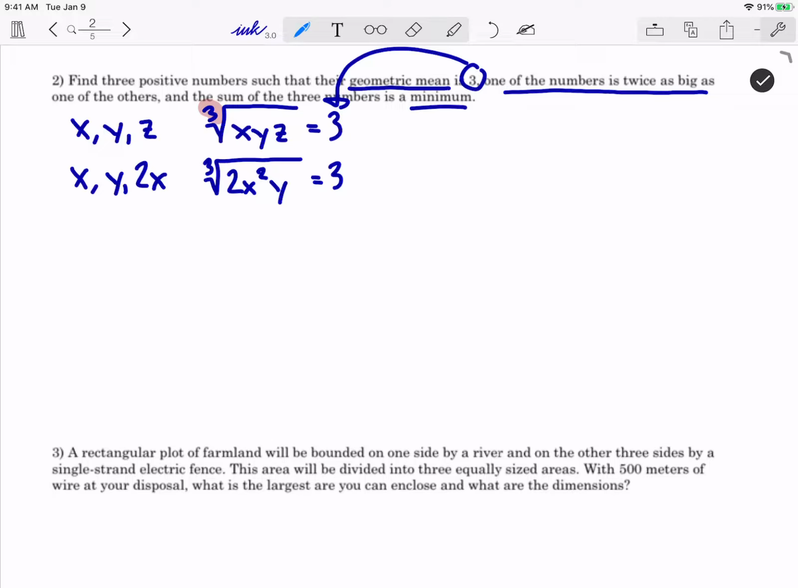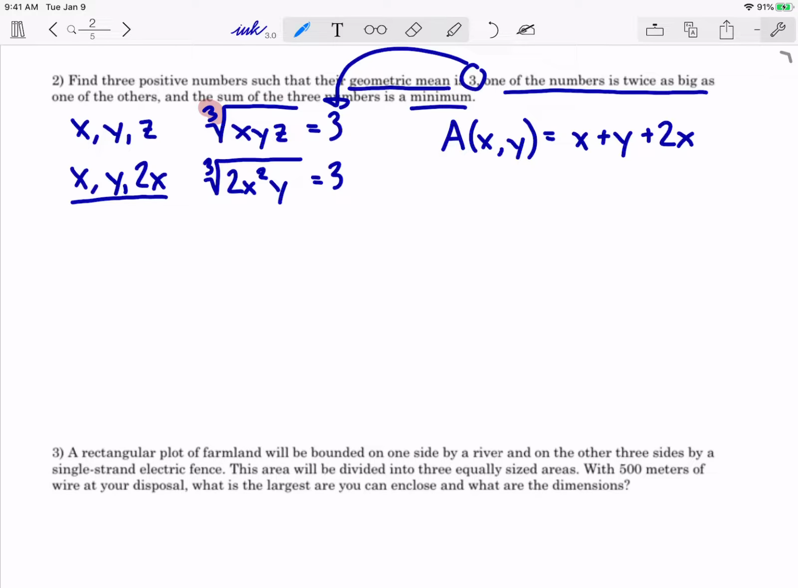So I like to write what I'm trying to minimize. So I'm trying to minimize a sum. So I'm adding things together, so I'm just going to use an a. Right now I've got a of x comma y. It's a function of 2 variables. I'm going to be adding x, the y, and the 2x. Those are my 3 numbers that I'm adding together.